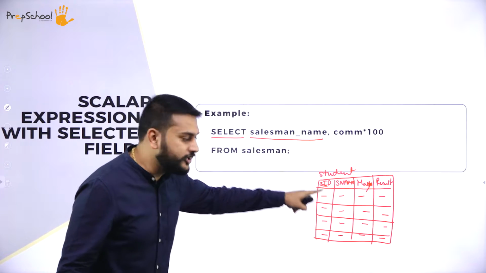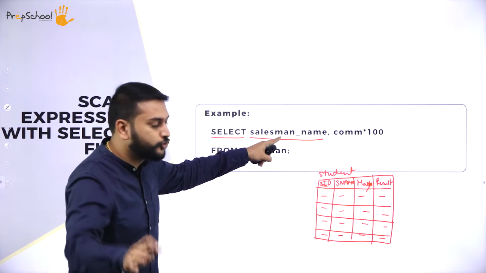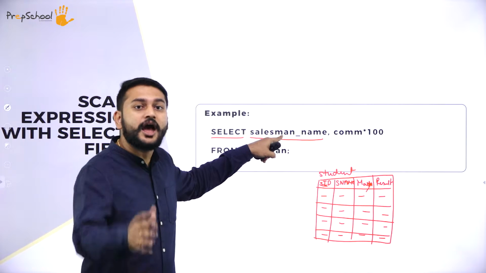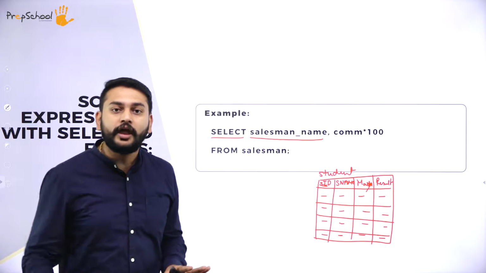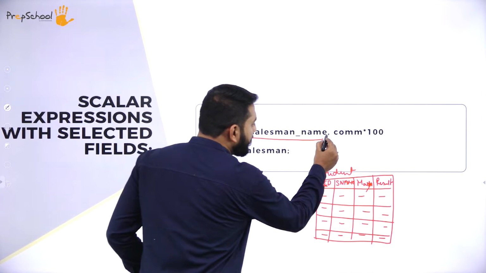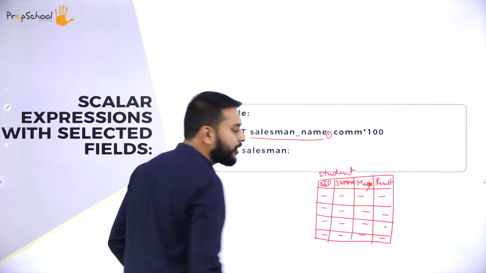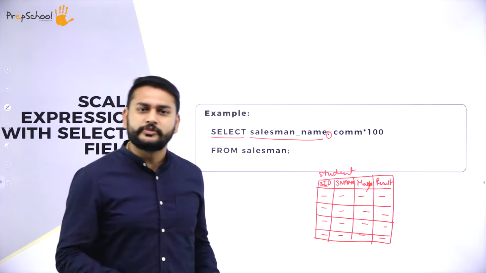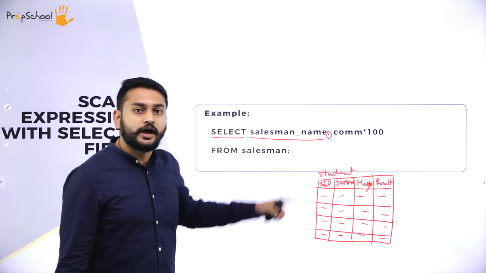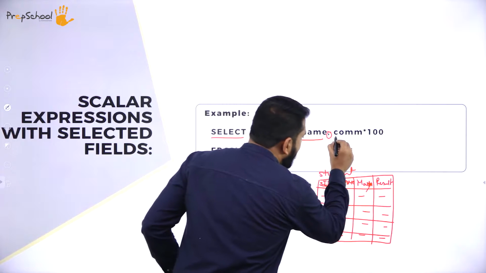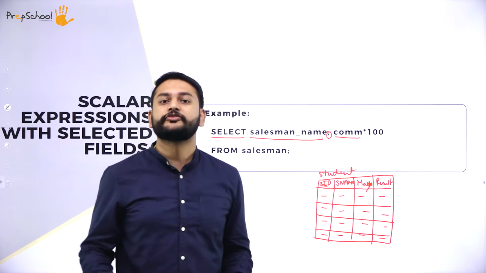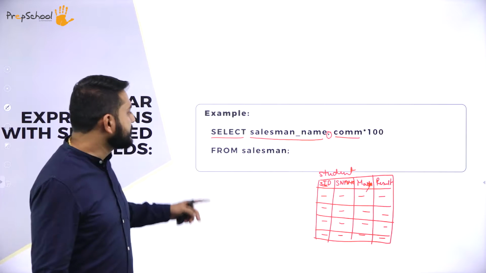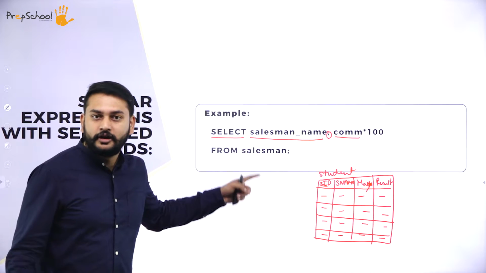This example is different. Don't get confused. So here in this query, I'm trying to retrieve the column, that is salesman name. Then after that, I'm giving the comma because I need to retrieve one more column. That's why I'm using the comma operator. So what is the next column name? I have commission. COMM is the name of the column that I have in this salesman table, right?